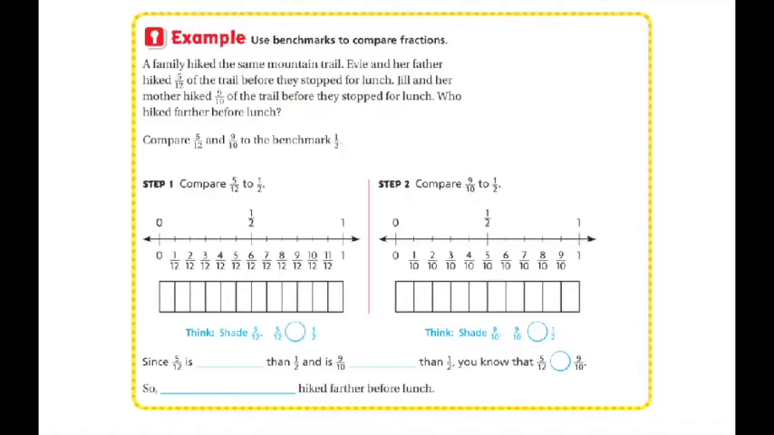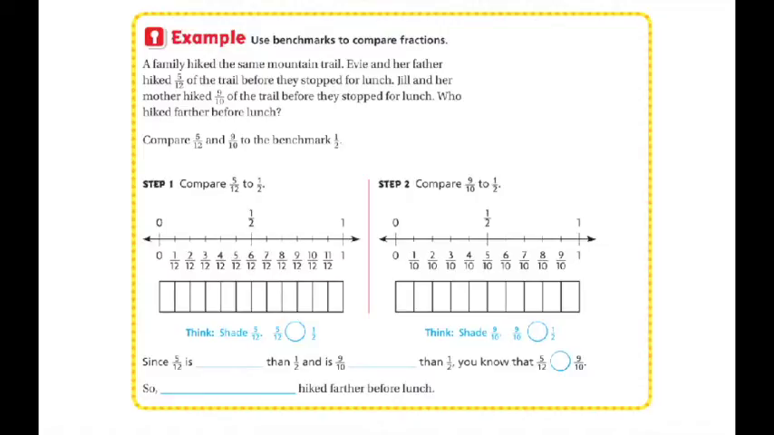So what we want to do is take both of those fractions, 5/12 and 9/10, and think about where each would be on the number line. Okay, is it going to be less than 1/2, or is it going to be greater than 1/2? Is it closer to 0? Is it closer to 1? So we're going to compare them first to 1/2.